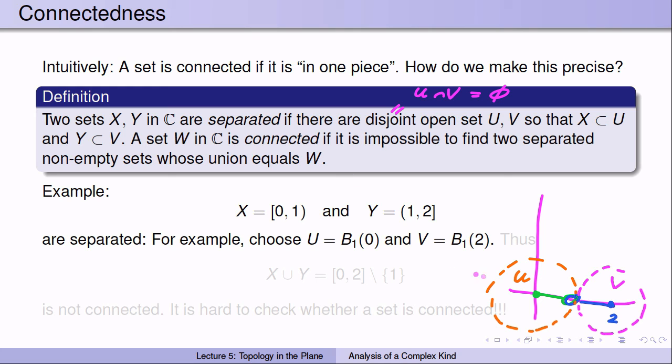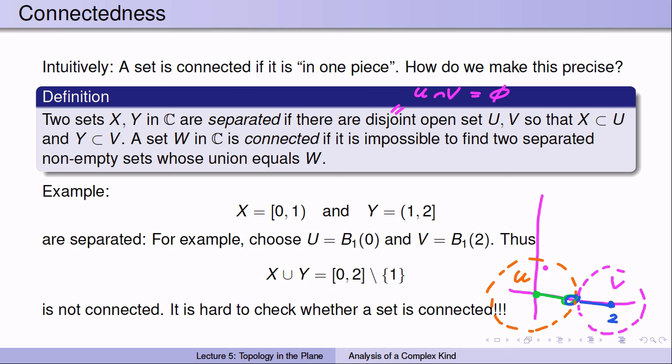So if I cannot find such a way of separating my set, then it's connected. In particular, in this example, x union y, which is really the interval from 0 to 2 but we're missing the point 1, is not connected because I can separate it. So it seems to be easier to check whether a set is not connected, but it is hard to check whether a set is connected.